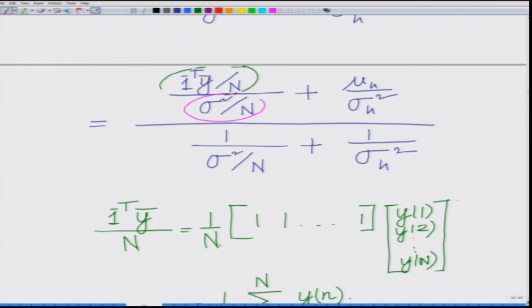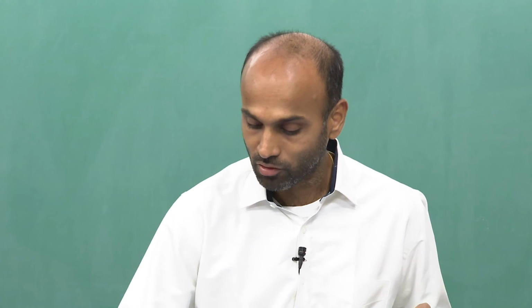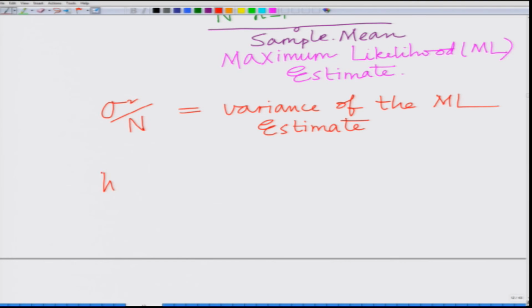Now, you look at this, mu h is the mean of the prior. Remember, we said the parameter h is Gaussian with mean mu h and variance sigma h square. So, the mean of the prior is mu h, and the variance of the prior is sigma h square. Therefore, you have a very interesting interpretation for this. So, h hat equals, what does it equal to?